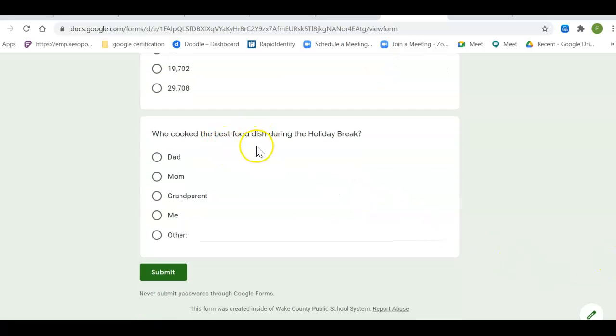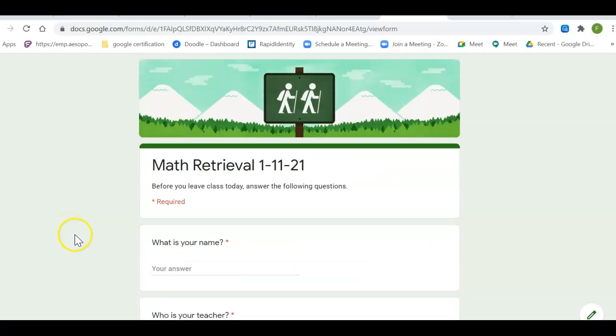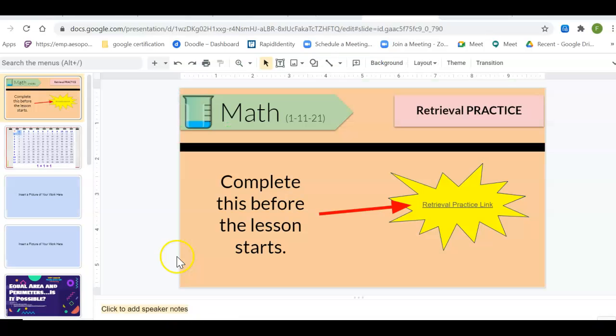And all of the other questions are just general questions that I want you to answer to the best of your ability. And once you finish, go on and hit submit. And you have to complete this before we start our lesson. You've had an opportunity already to complete the retrieval practice link that I've already gone over.